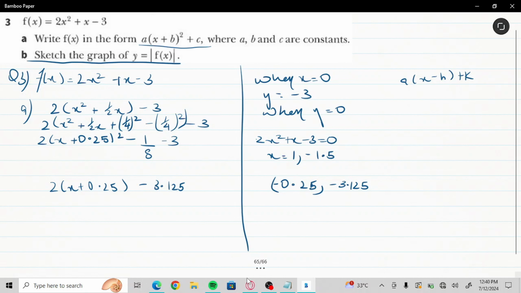Okay, let me just check. I think I've made a mistake in this question. No, I have not made any mistake. Okay, so we are good to go. Sketch these points on the graph.